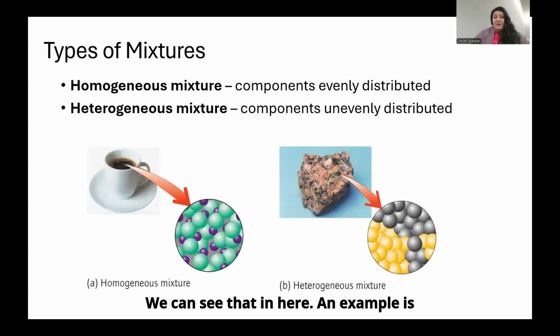We can see that, and here an example is coffee. If you look at the substance molecularly, the components are evenly distributed. In a rock, you can see that they're not evenly distributed. It's a heterogeneous mixture of different elements.